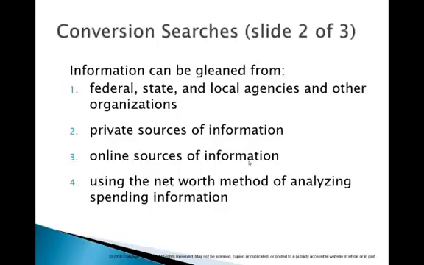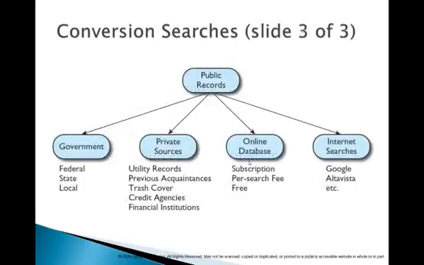We can gather a surprisingly large amount of information about individuals from federal, state, and local agencies. There's also private sources of information that we can go to. Pay sites where we can get information, and then obviously online sources of information through Google searches and other things. All of this information that we gather, we can use to perform a net worth calculation. So we're going to talk about all these different sources.